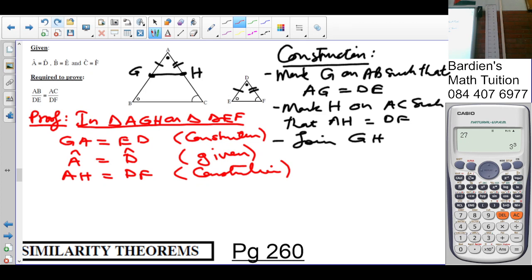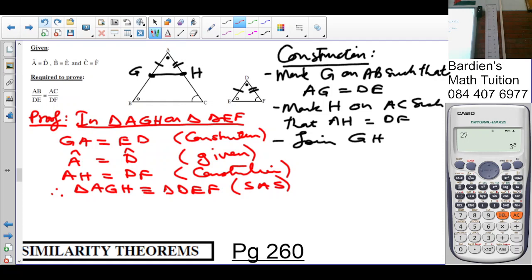Another 2 marks in the bag. Now what can we conclude? Therefore, triangle AGH is congruent to triangle DEF. Why? Side, angle, side.